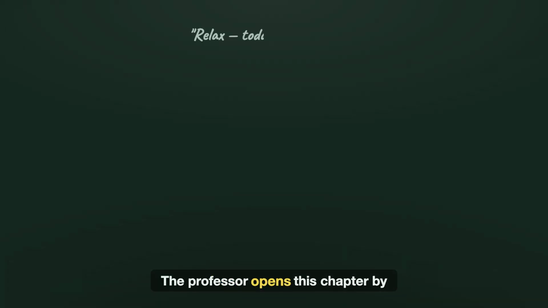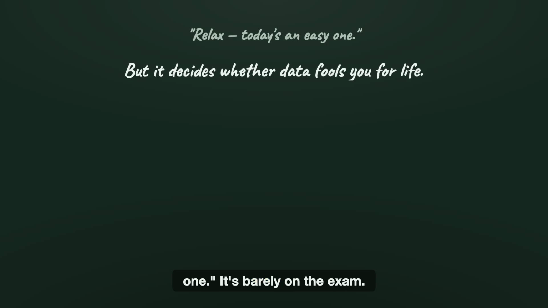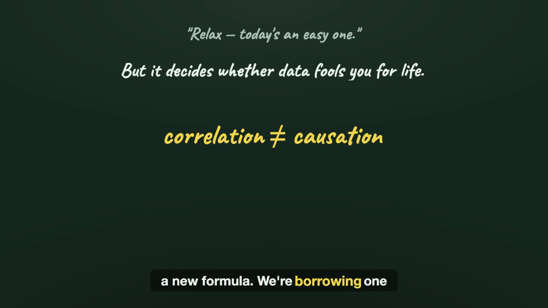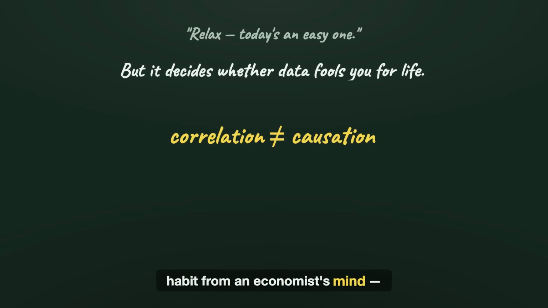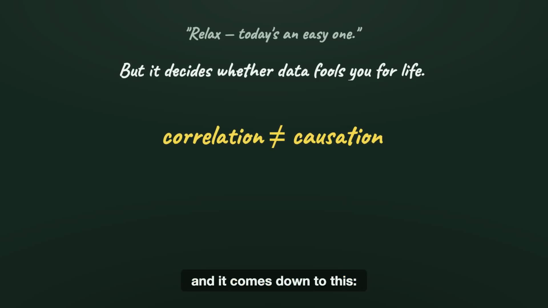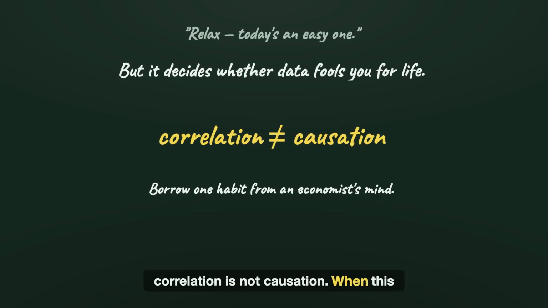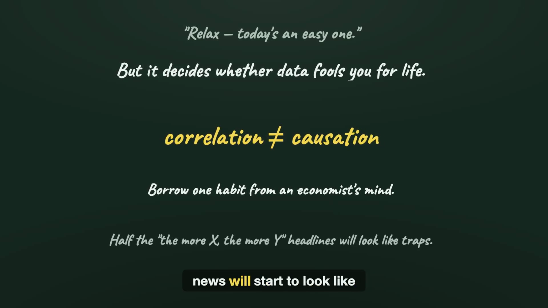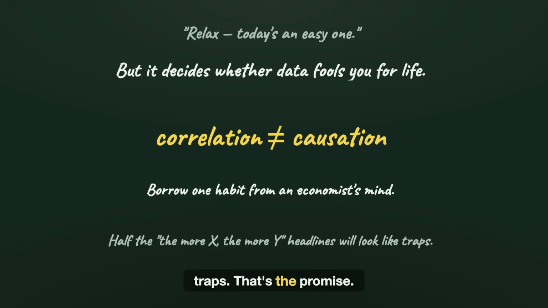The professor opens this chapter by saying, relax. Today's an easy one. It's barely on the exam, but the truth is, this is the chapter that decides whether data fools you for the rest of your life. Today, we're not memorizing a new formula. We're borrowing one habit from an economist's mind, and it comes down to this. Correlation is not causation. When this ends, half the "more X, the more Y" headlines in the news will start to look like traps. That's the promise.